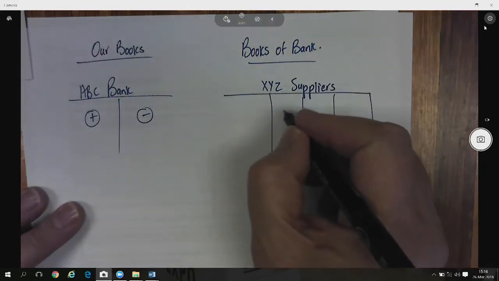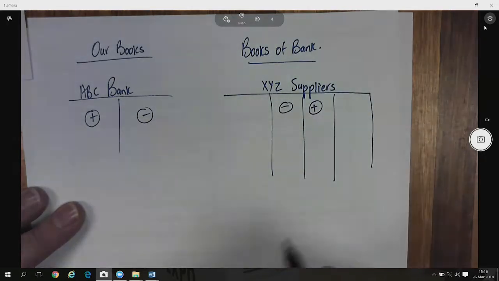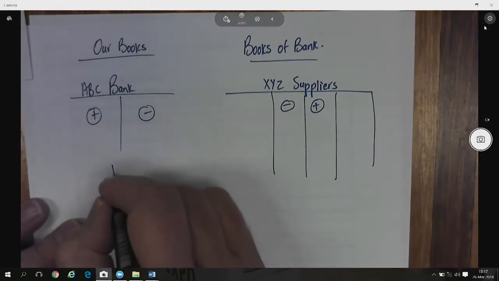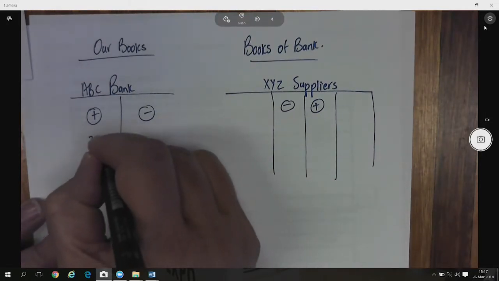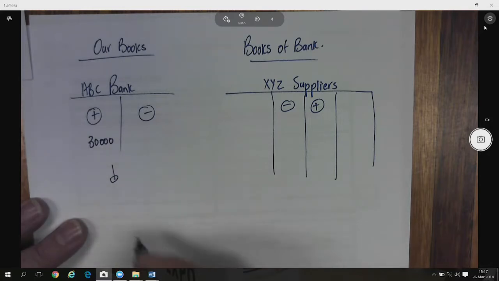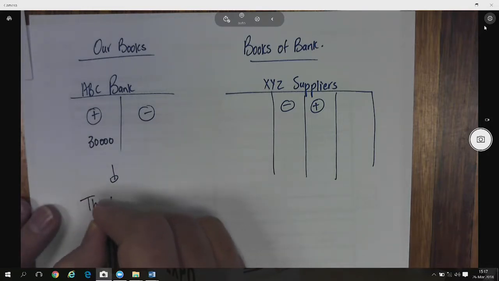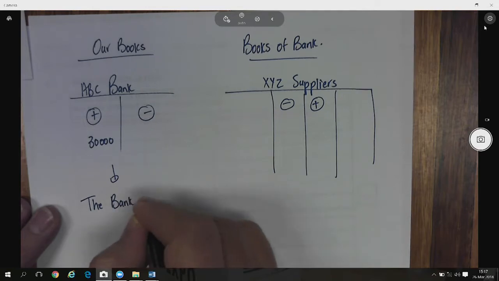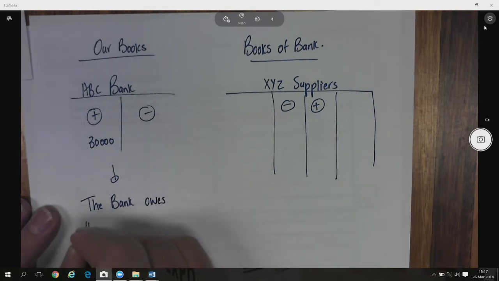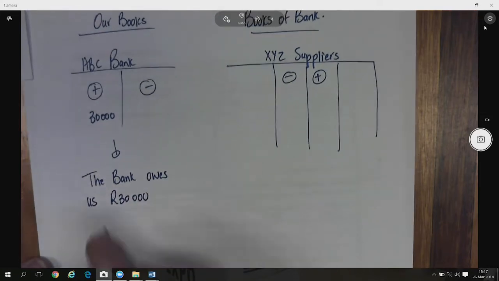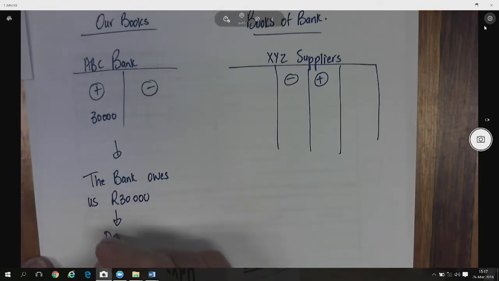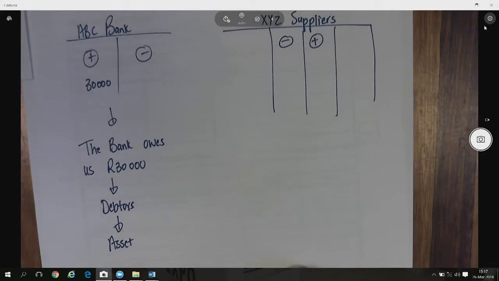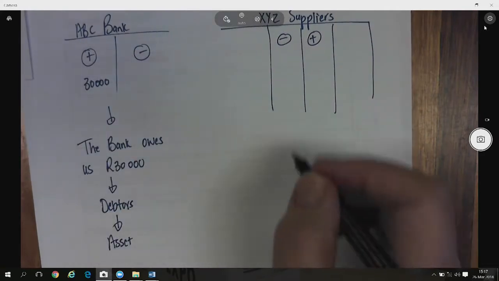And on that bank statement, it's a minus plus. We are a creditor. Now think about it. If you've got 30,000 Rand in the bank, it means that the bank owes us 30,000 Rand. That is why the bank is a debtor. That is why the bank is an asset. He is a debtor, he is an asset for the business. That's why it's plus minus.